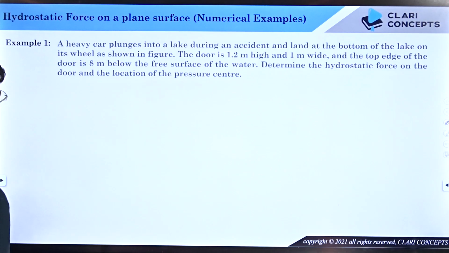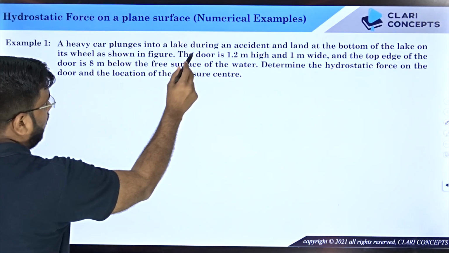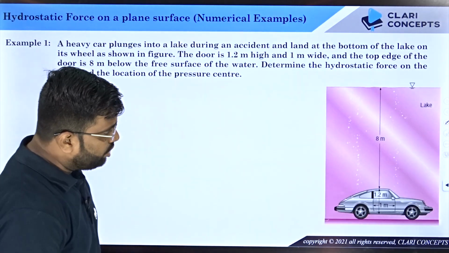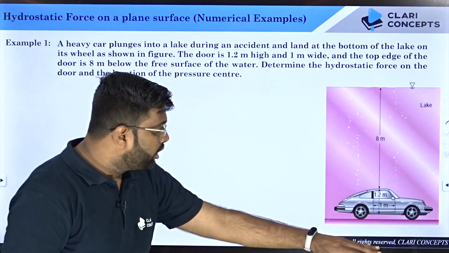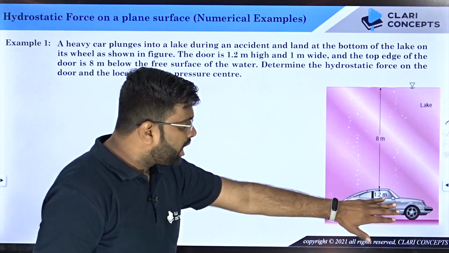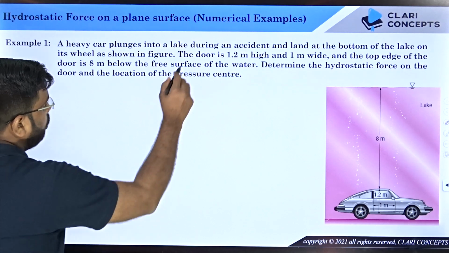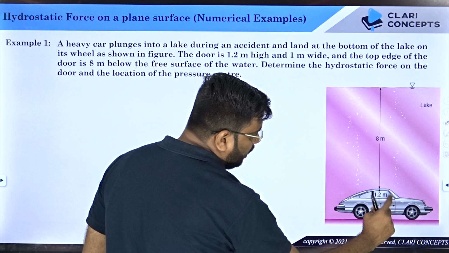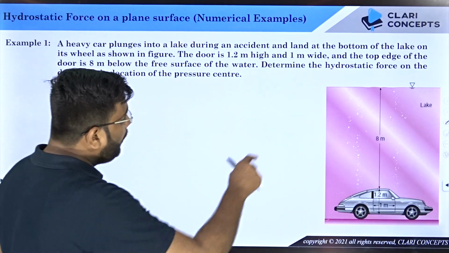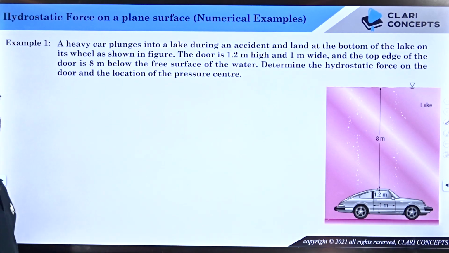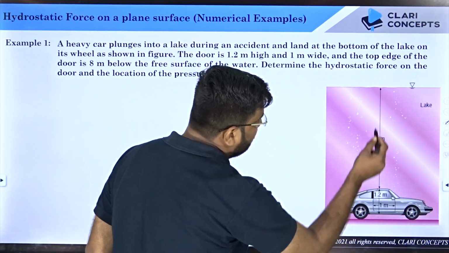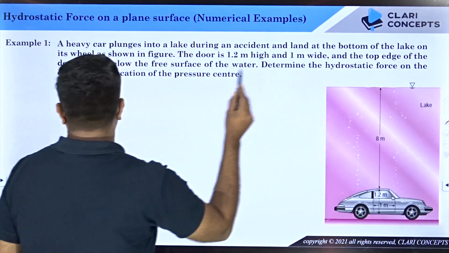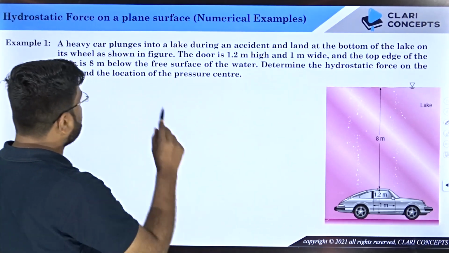Say for example I have the first case. A heavy car plunges into a lake during an accident and lands at the bottom of the lake on its wheels, as shown in the figure. So there is a heavy car which has met an accident, and the car has gone into the lake. The door is 1.2 meter high and 1 meter wide, so the door of the car is 1 meter wide as you see and 1.2 meter in height. The top edge of the door is 8 meters below the free surface of water. Determine the hydrostatic force on the door and the location of the pressure center.